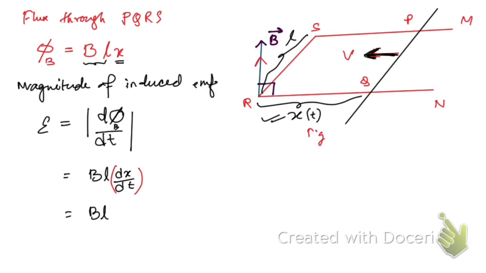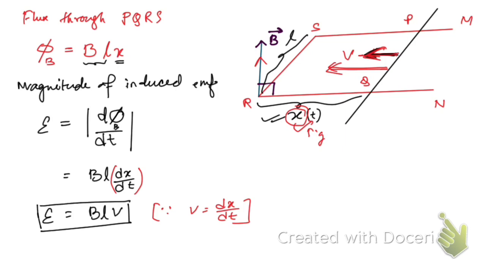If x is a function of t, it varies with time t, and when this PQ moves in this direction, then this x changes. That's why this velocity will be given by dx by dt. So that will be equal to v, since v is equal to dx by dt, right? So that's why we can write that induced EMF is equal to BLv. This is what we needed to show. Hope you have understood this.